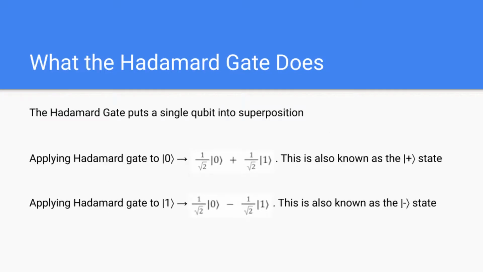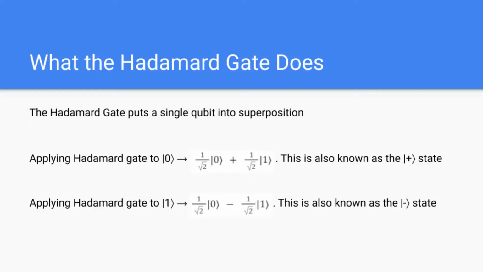So what does the Hadamard gate actually do? As a reminder, the Hadamard gate puts a single qubit into superposition, but what type of superposition the qubit goes to depends on its initial state. So when we apply a Hadamard gate to the 0 state, we get 1 over root 2 ket 0 plus 1 over root 2 ket 1. And this is also known as the plus state. However, when we apply a Hadamard gate to the 1 state, we end up with the quantum state of 1 over root 2 ket 0 minus 1 over root 2 ket 1. And this is also known as the minus state.